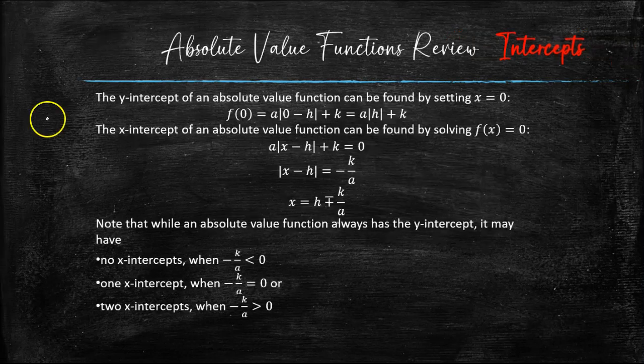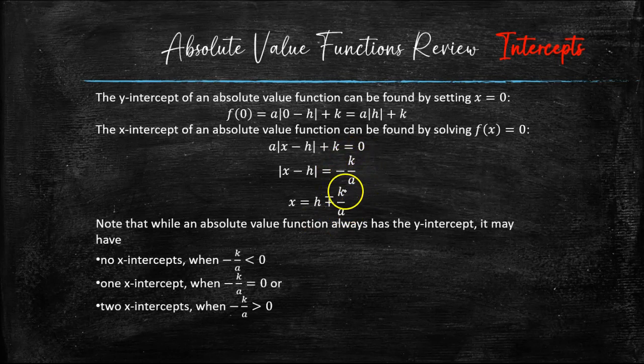Talking about intercepts, when we're talking about the y-intercept, it's pretty much evaluating the function at 0. When we're talking about x-intercepts, we're going back to solving absolute value equations. So as long as this negative k over a value is positive, then you will have two solutions to these equations, and therefore you'll have two x-intercepts.